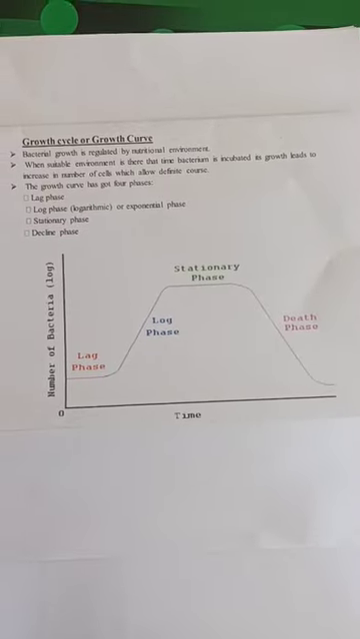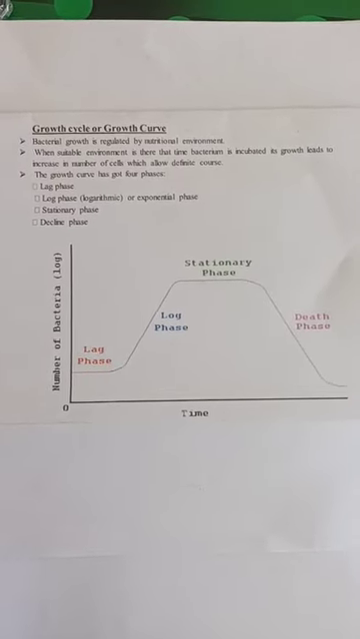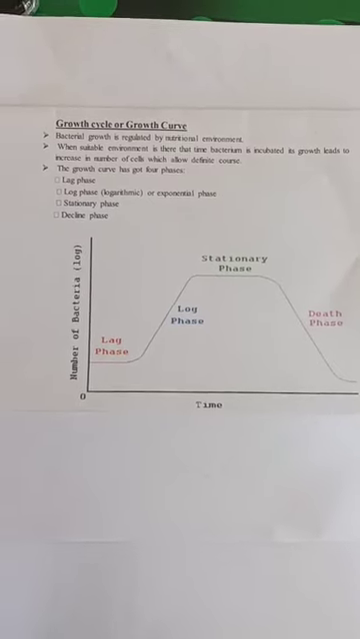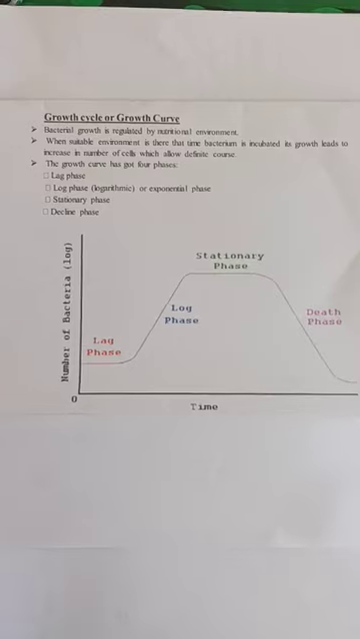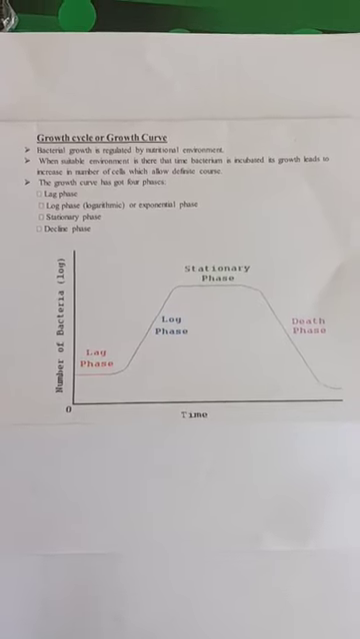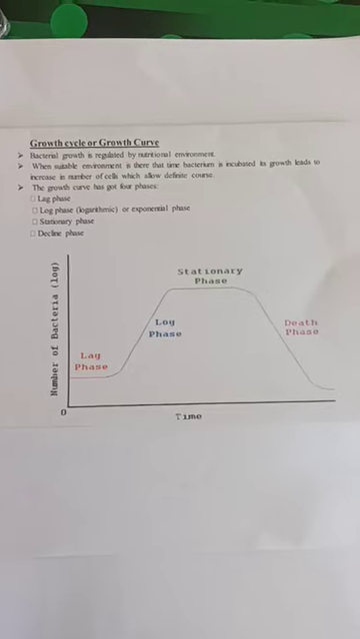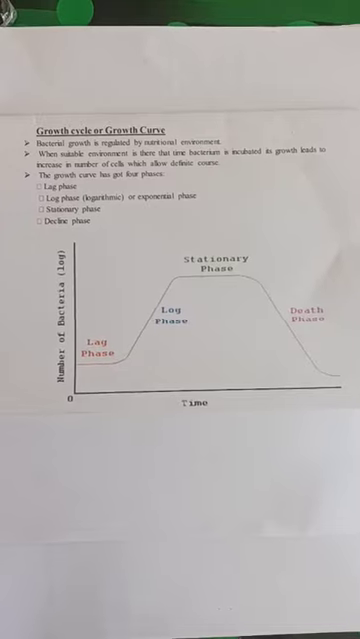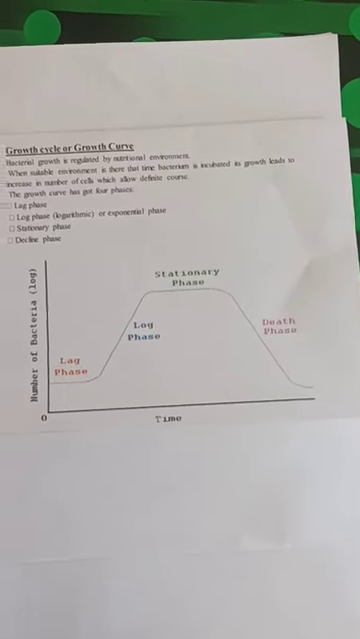Bacterial growth is regulated by the nutritional environment. When a suitable environment is there, that time the bacterium is incubated. Its growth leads to an increase in the number of cells, which follows a definite course. The growth curve has 4 phases: lag phase, log phase or exponential phase, stationary phase and decline phase.